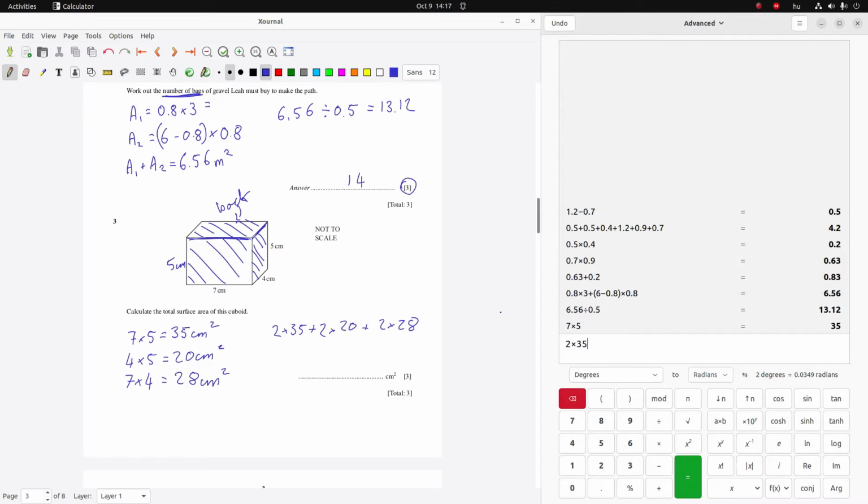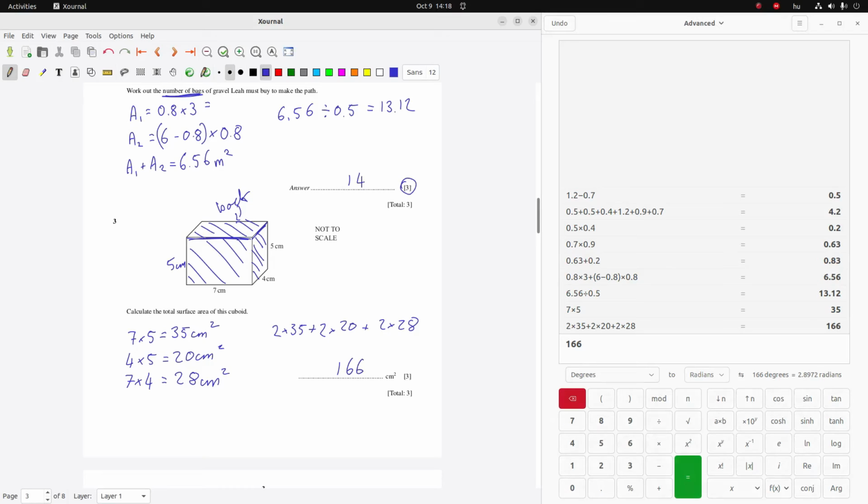Two times 35 plus 2 times 20 plus 2 times 28 is equal to 166. Let's write it down here.